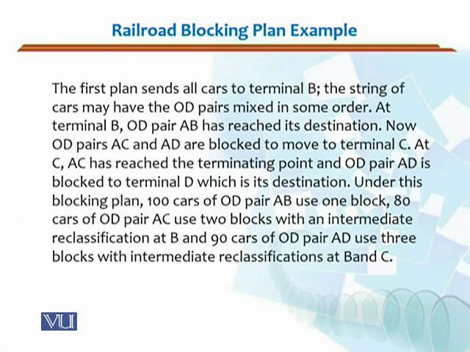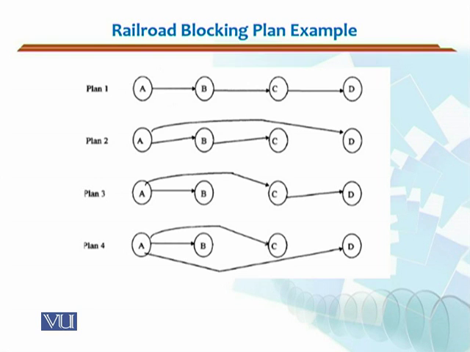So under this blocking plan, what has actually happened? 100 cars of origin destination pair AB use 1 block. 80 cars of origin destination pair AC use 2 blocks, with an intermediate reclassification at B, and 90 cars of origin destination pair AD use 3 blocks, with intermediate reclassification at B and C. So in simple terms, you have used all the terminals for reclassification in plan 1. So reclassification is being done at every terminal, but it also depends upon the capacity of those terminals.